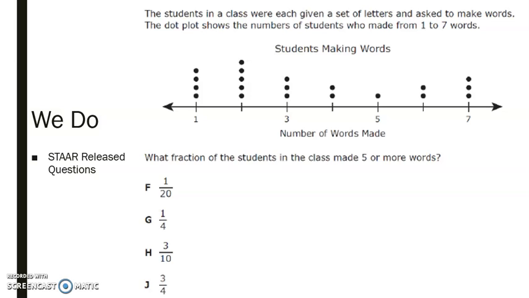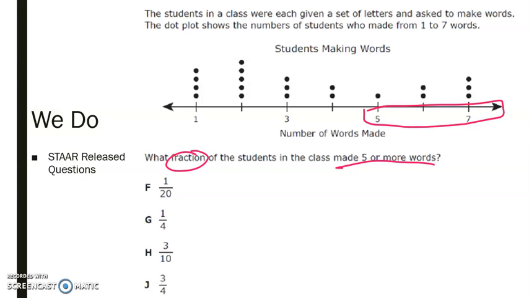Okay, so the question's asking us for a fraction, so we know our answer is going to be in fraction. And it's asking us for the ones that made 5 or more words. So in this case, since it says 5 or more, I do include 5. So 5 is part of my set. So I'm going to look at my data from 5 and on.